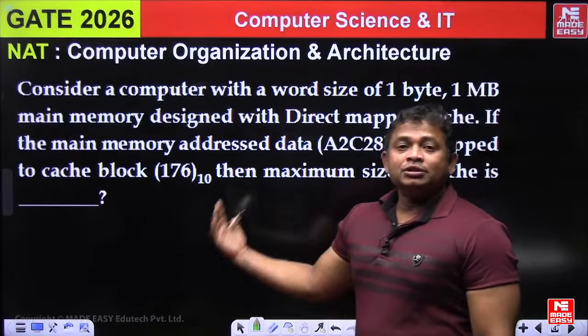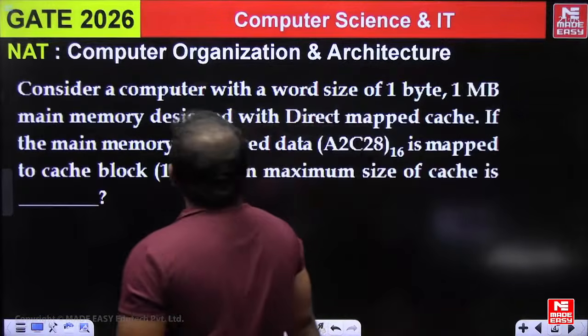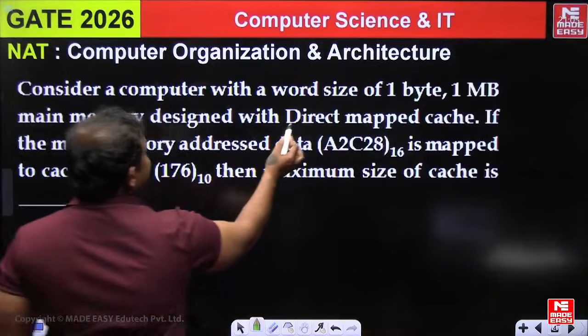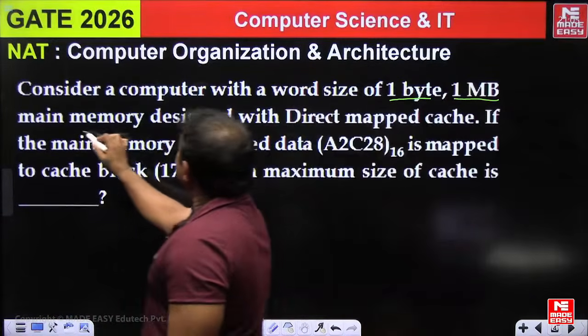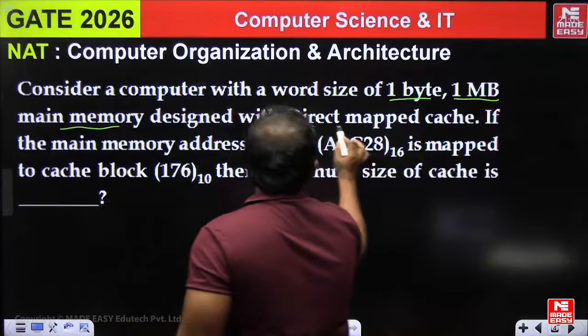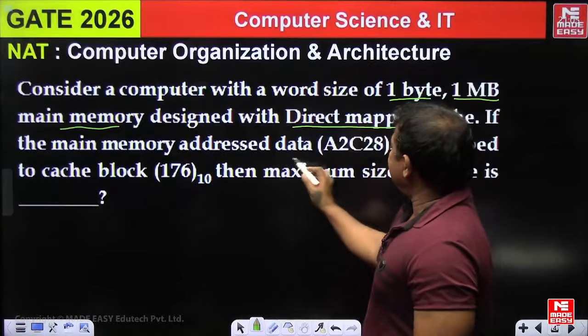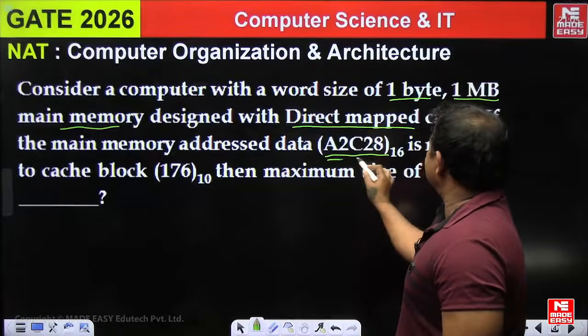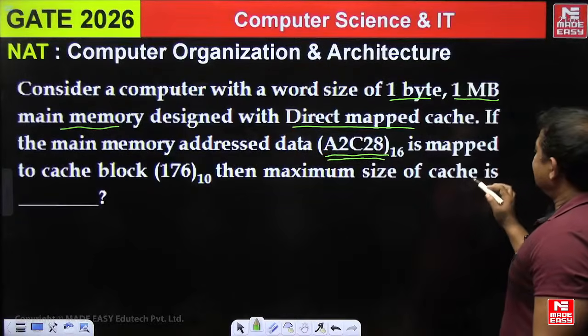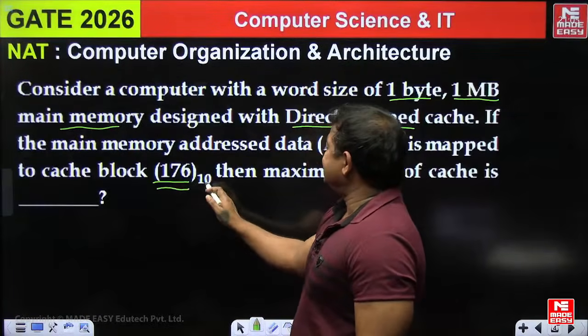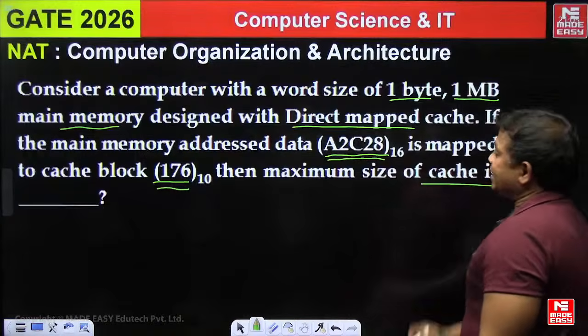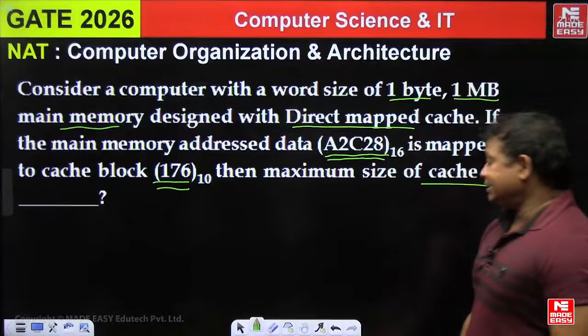This is the next question we received. Consider a computer with a word size of 1 byte and 1 MB main memory, designed with a direct mapped cache. If the main memory address A2C28 is mapped to cache block 176 base 10, then what is the cache memory size?